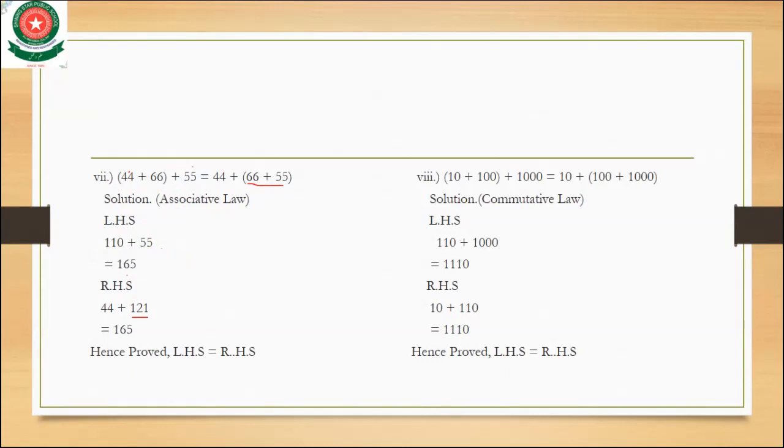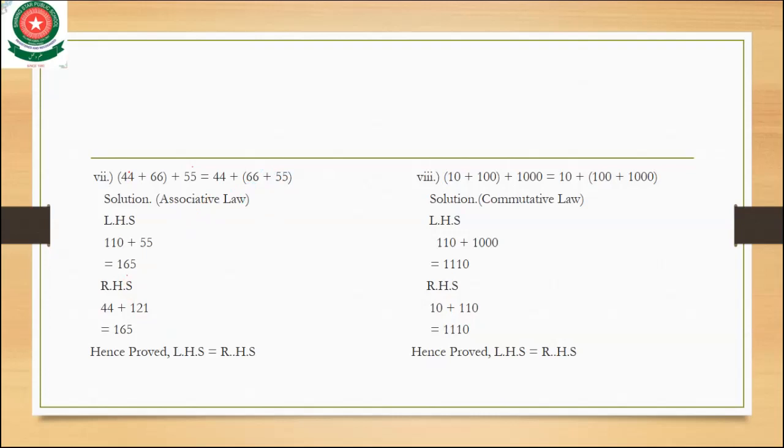So take this 44, same as here, and add these 44 plus 121. 44 plus 121, the answer also will become 165. So you can see that both answers are equal. The left side answer is 165 and also the right side answer is 165.